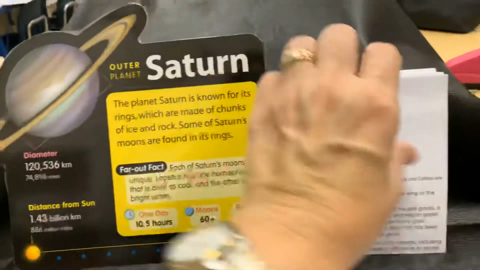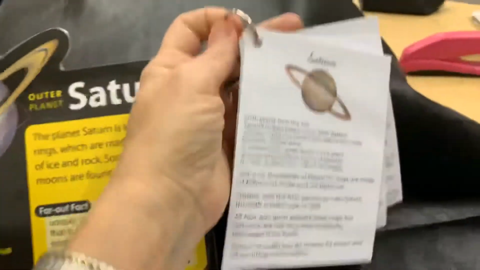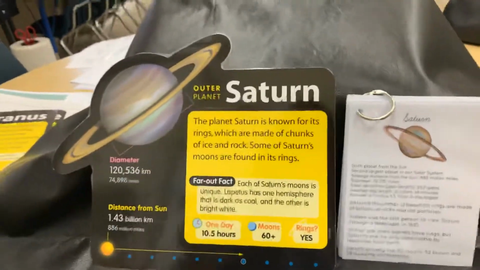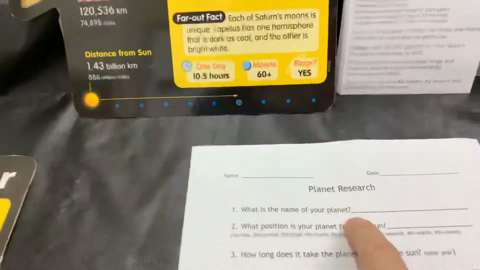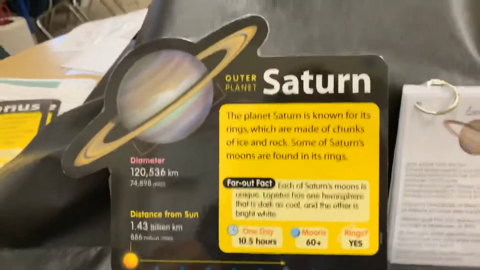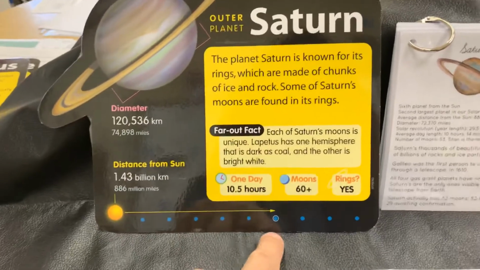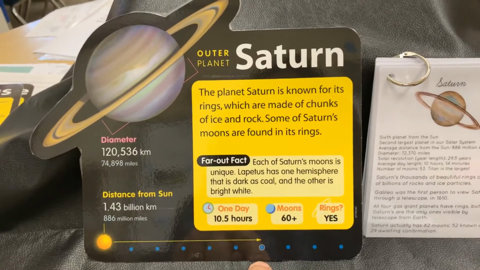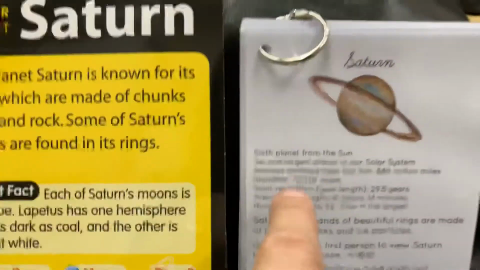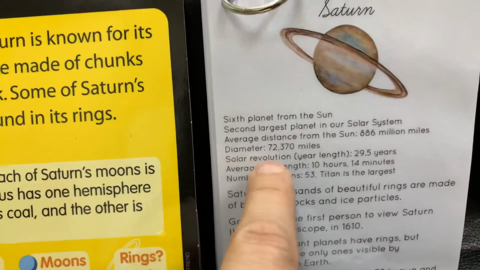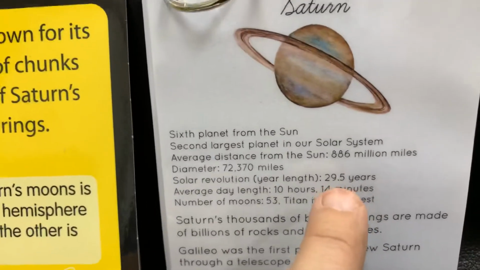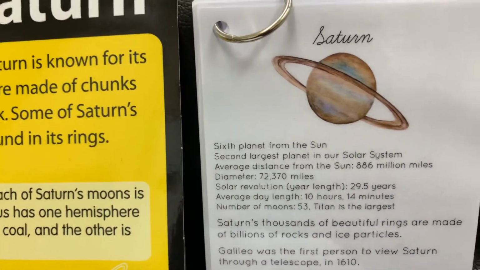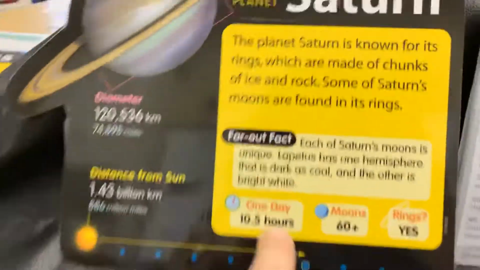Let's go to Saturn. All right, if you're going to do research on Saturn, what are you going to do? Write its name, write Saturn. What position is it? I'm not going to answer the question this time. I'm just going to hold the camera and point. You're going to have to count. How long does it take it to orbit the sun? Let's look at that. Its solar revolution, 29.5 years. Wow, that's a long time. Okay, what about the planet's day?